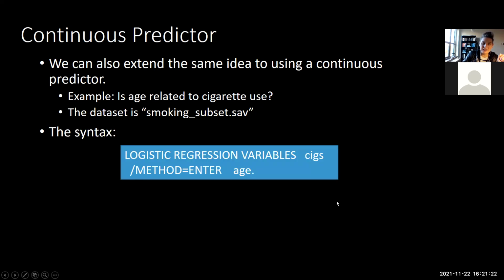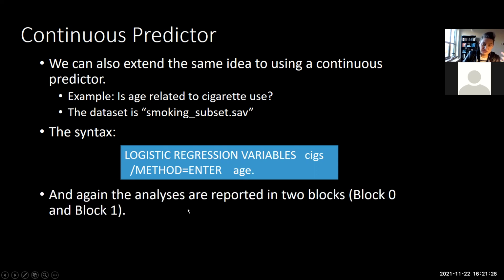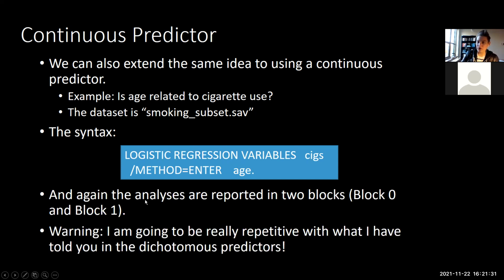And within SPSS, our syntax doesn't look any different. And again, because we're still on the model comparison approach, all of our analyses are going to be reported in 2 blocks. This is pretty repetitive, so I'm going to go a little bit faster than I did when I went over this with dichotomous predictors. But just to reiterate here, the research question that we are answering in this case is: is the probability of being a smoker related to how old the responder is?